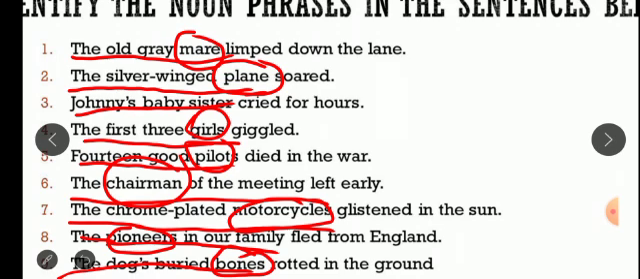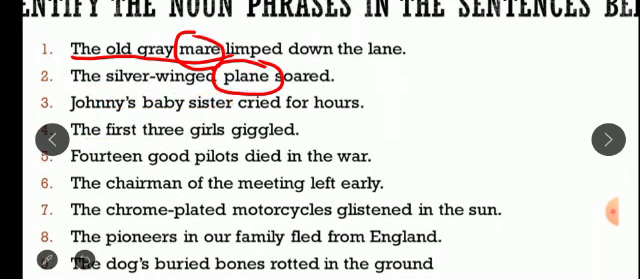She cried for hours, so you replace the pronoun there with a noun phrase: Johnny's baby sister cried for hours. Pilots died in the war, so you replace that noun with a noun phrase: 14 good pilots. It soared, so you replace the pronoun it with the noun phrase: the silver winged plane. So that's all about noun phrases.